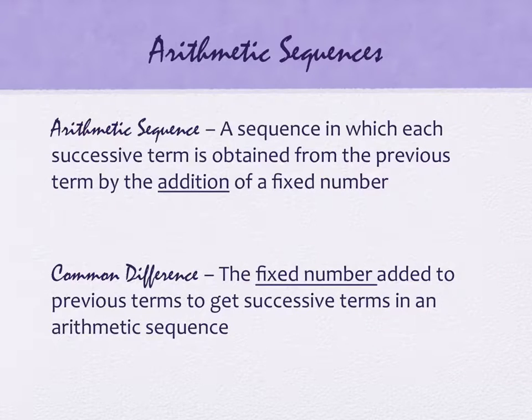All right, specific types of sequences. We're going to look at 2 today, I think. The first one is called an arithmetic sequence. This is a sequence in which each successive term is obtained from the previous term by the addition of a fixed number. Now, please understand the fixed number could be negative. So it could kind of look like we're subtracting, right? Just adding a negative.